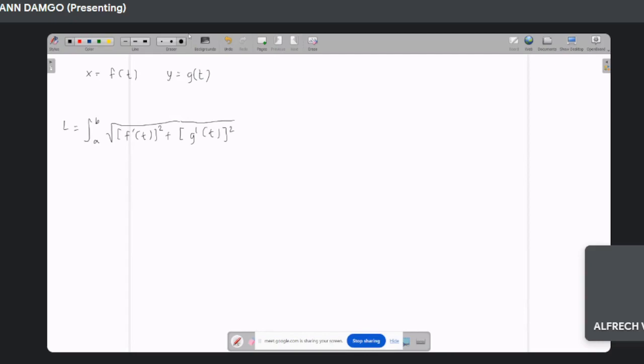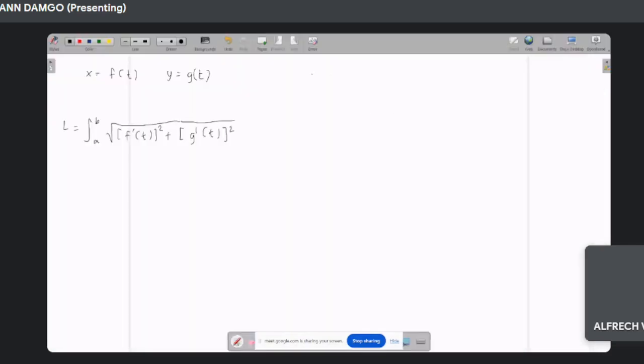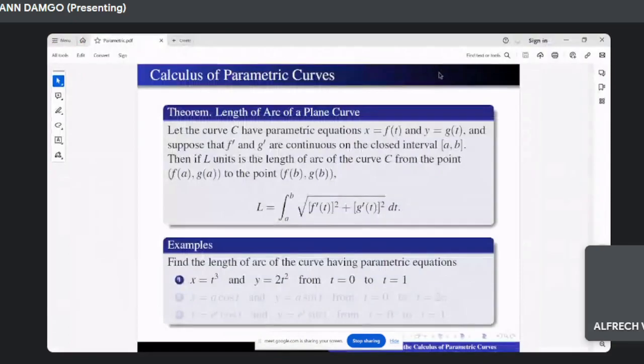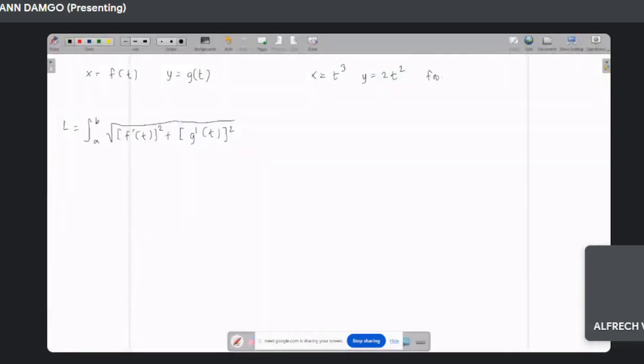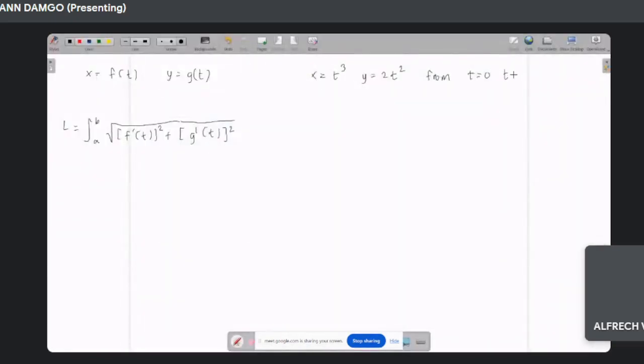Okay? So, to understand that, let's have an example. We have x is equal to t cubed, y is equal to 2t squared, from t is equal to 0 to t is equal to 1. Wait lang.